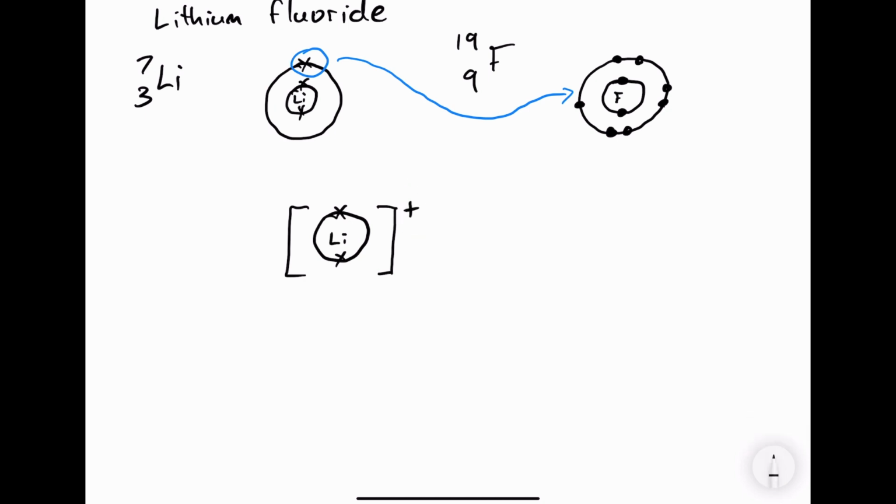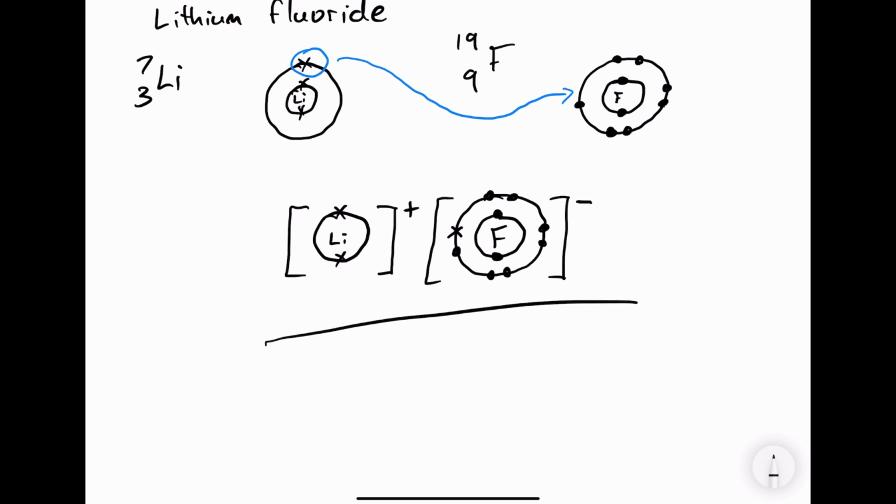And then fluorine has 2 shells, and we're going to use dots to show the electrons on fluorine. And then the electron that's come from lithium, we're going to draw with an X to show that it originated from lithium. And then we draw the brackets and the charge. Now fluorine gains an electron, so it's going to have a charge of -. And this is how we can draw the ionic bond in lithium fluoride.